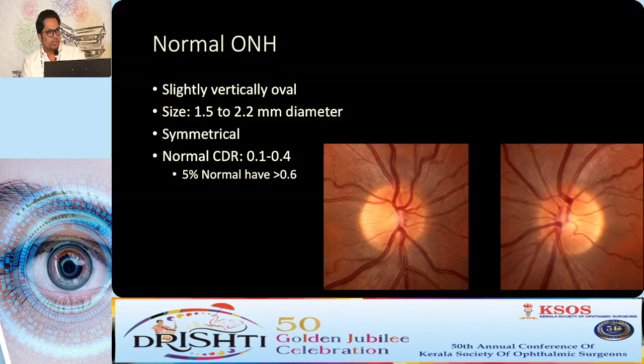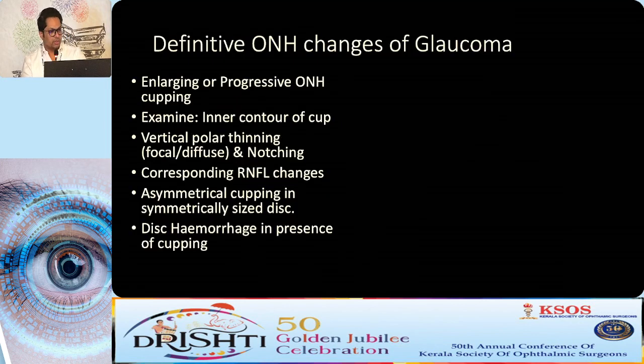First, let us look at the normal optic nerve head. They are usually slightly vertically oval, and the size ranges from 1.5 to 2.2 millimeters in diameter. Symmetrical usually, and normal cup disc ratio ranges from about 0.1 to 0.4. And remember that about 5% of the population can have a cup disc ratio more than 0.6. So going by CD ratio, you will overdiagnose glaucoma. So that is not the way.